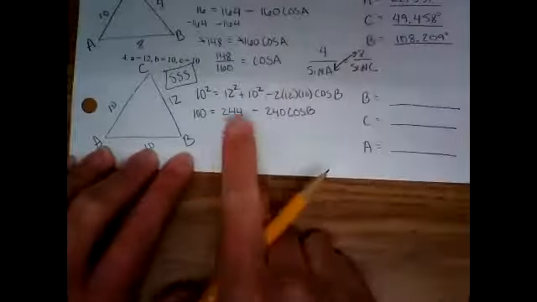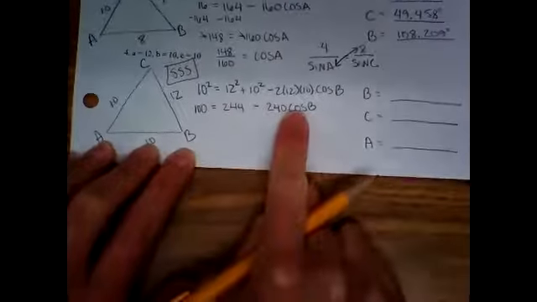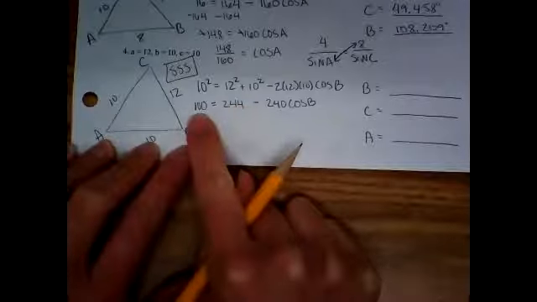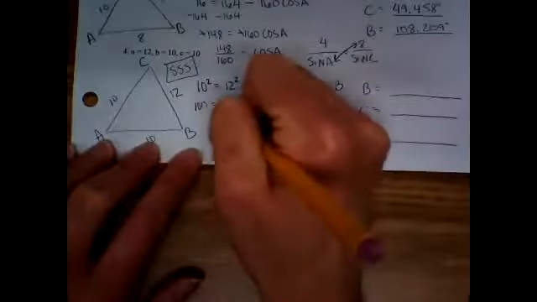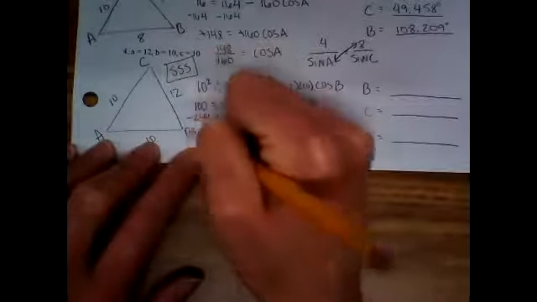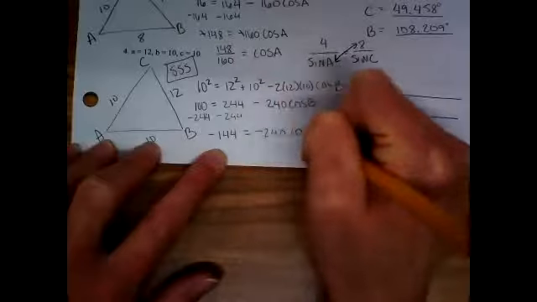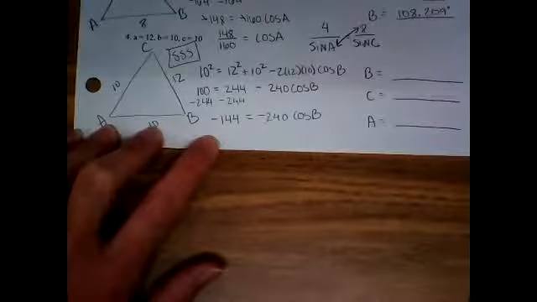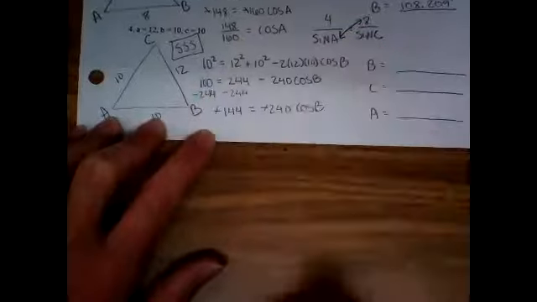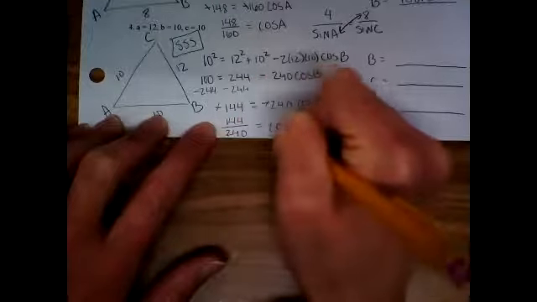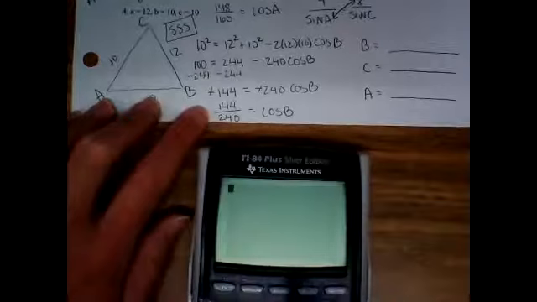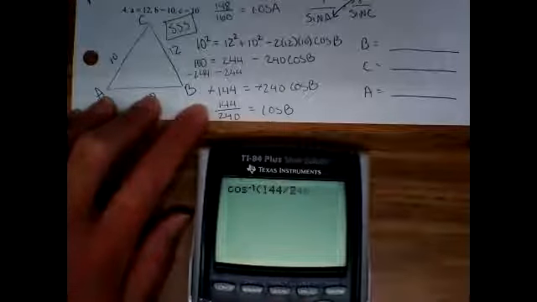Cosine B. Don't subtract these. What do you do instead? Subtract the 244. So 100 minus 244, negative 144 equals negative 240 cosine B. It will work that way every time. You will get both sides being negative, then they'll cancel. Divide that over. And I realize that fraction reduces, but you're going to just type it in the calculator anyway, so don't worry about it. Like, keep that one. So we're going to type cosine inverse 144 over 240.